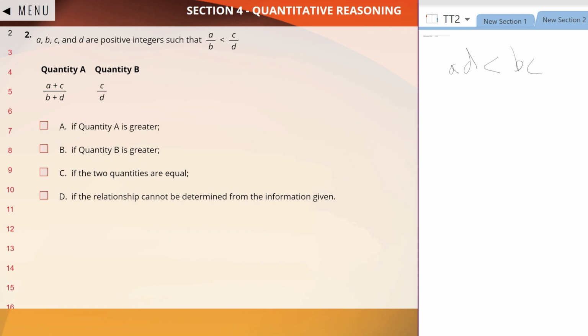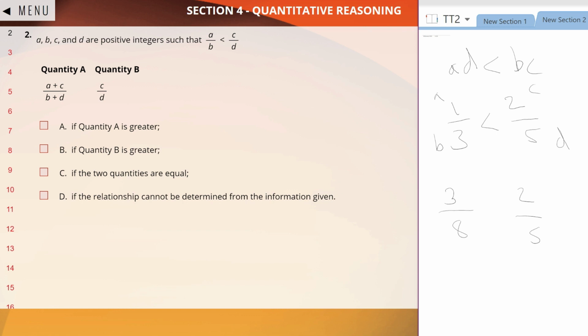Okay, so A over B, so let's say 1 over 3 is less than, say, 2 over 5. So those are my A, B, C, and D. So let's find out quantity A. Let's label that actually, just so we're clear. That's my A, that's my B, that's my C, that's my D. Quantity A is 1 plus 2, that's 3, over B plus D, that's 8. And quantity B is just C over D, which is 2/5.